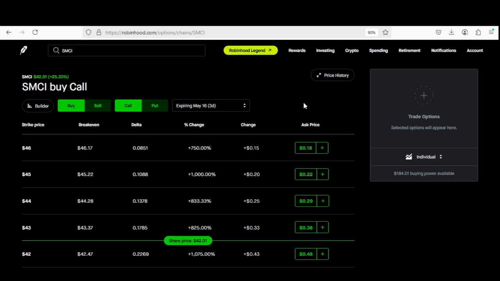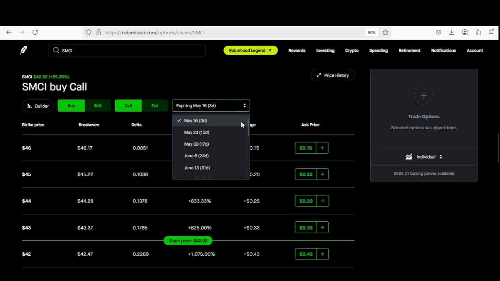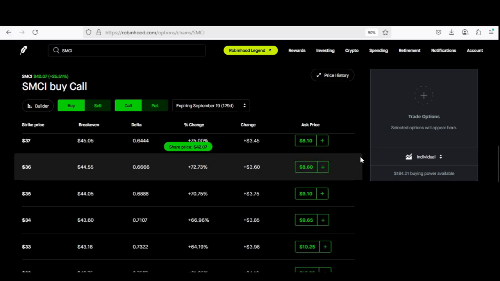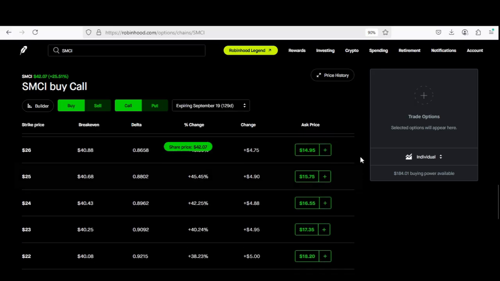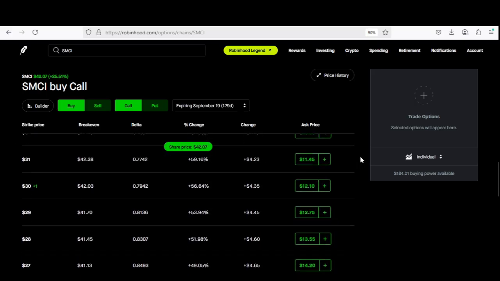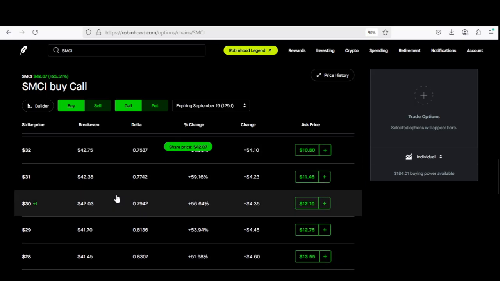So if I were to be trading SMCI right now, and full disclosure, I do have SMCI in my portfolio, then this is the strategy I would use. I would simply go to buy, I would go to call, and then I'm going to choose my expiration date. Now we're going to choose the strike price. The strike price that I will be showing you is going to be the $30 strike price. As you can see here, I do have one contract at a $30 strike price.